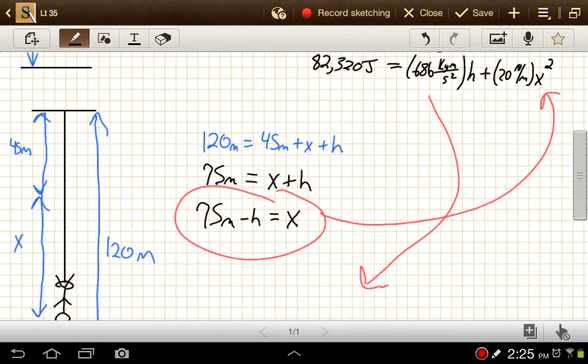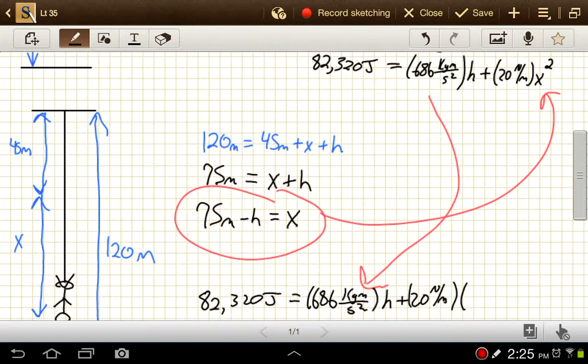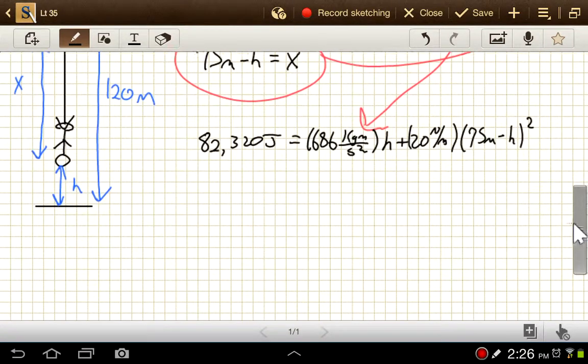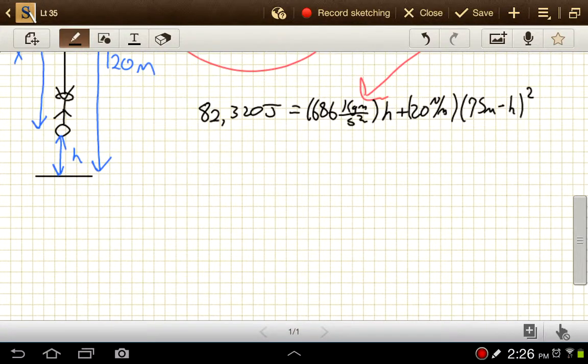So we have 82,320 joules is equal to 686 kilogram meter per second squared, h plus 20, and that was newtons per meter, times 75 meters minus h, and that gets squared. Okay, so it's not a real pretty equation, but it's a solvable one, just one unknown in this one.